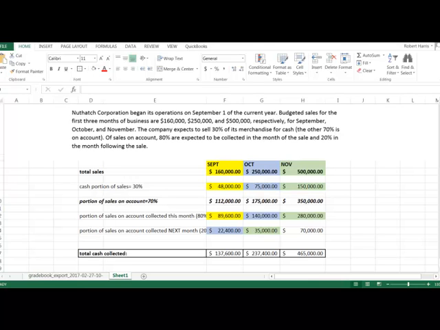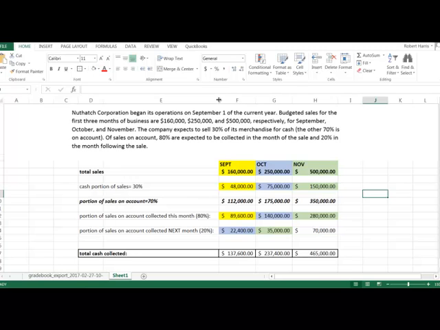Okay guys, today we're going to take a look at this video to try to explain how to work a problem where it asks us to calculate the amount of cash that's been received, the schedule of cash receipts. And so it says, Nuthatch Corporation began its operations on September 1st of the current year.